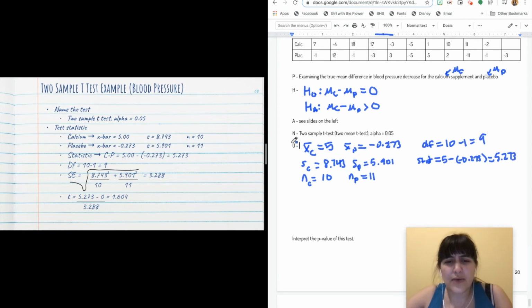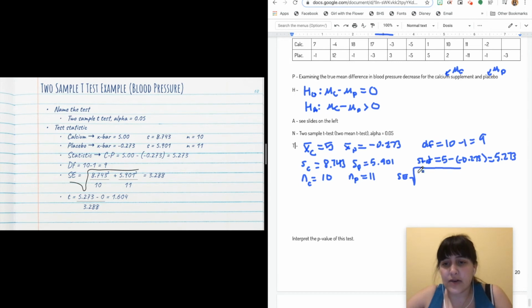I realized that I wrote this as O and not T. Sorry, let me switch that. I don't know why I wrote that. Because this is your test statistic, right? The goal of this step is to get the T value, because that's what you plug into your calculator. So there's my statistic, and then I need my new standard error, which is that very long and fancy equation.